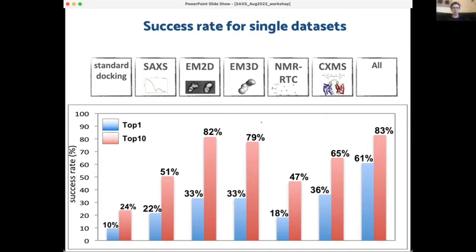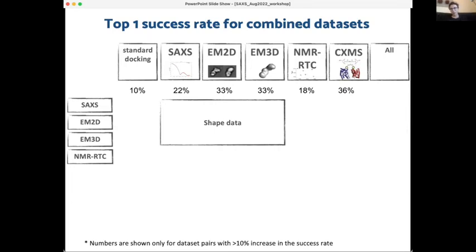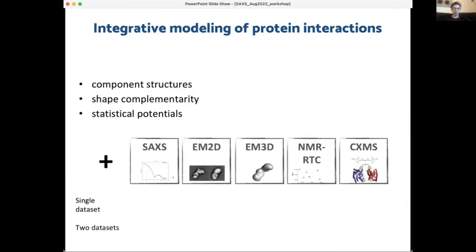Now, the interesting question was which combinations of 2 data sets can help us. Obviously SAXS and EM were not complementary because they are both shape information, but we could get a huge improvement when we combined shape data sets with cross-linking data sets. And this combination brought us the correct model to be top scoring in 50% of the cases. So SAXS goes very well with crosslinks. Basically, if you can get a single data set, try EM probably. With 2 data sets, you can get SAXS and crosslinks. Both are very fast experiments.